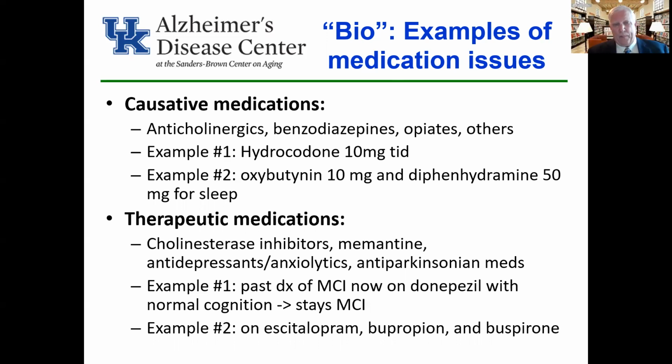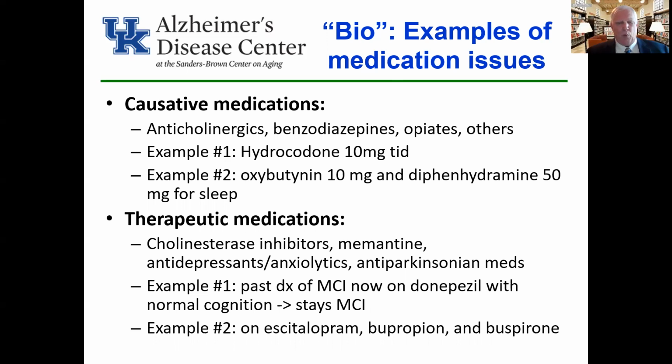Also, we look at therapeutic medications, whether or not folks are coming in on cholinesterase inhibitors, on memantine, antidepressants, anxiolytics, anti-Parkinsonian medications. They can be clues to underlying features of a degenerative disease that may not have become apparent through the history and other data collection instruments.